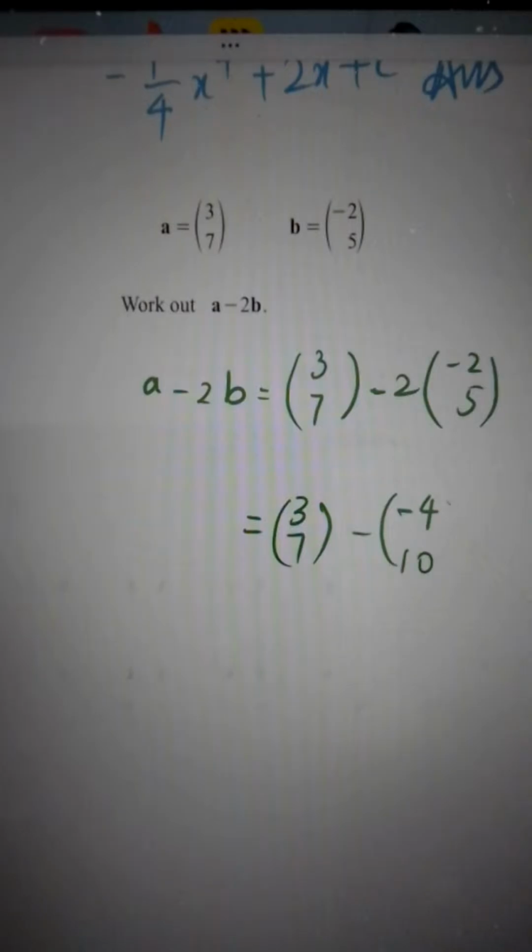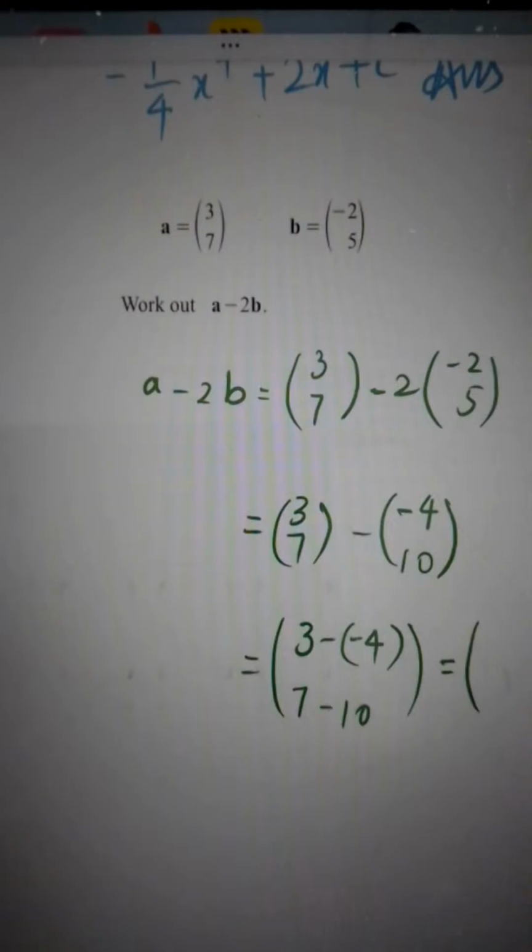So now the subtraction will be done. How? Corresponding entries of the second are subtracted from the first. So 3 minus minus 4, and then we have 7 minus 10. After that, the final form is 3 plus 4, which becomes 7, and 7 minus 10 is minus 3. So this has been done.